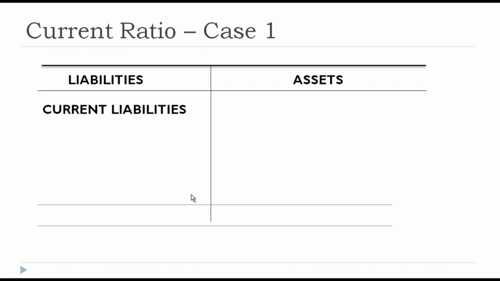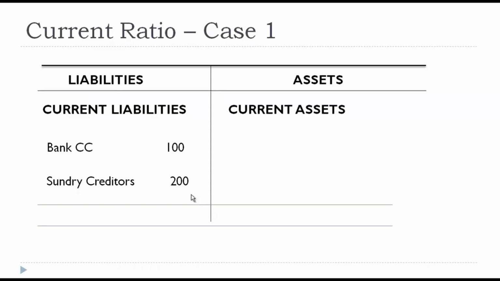Now we'll understand this with some numbers. So we'll have liabilities and assets. First, the current liabilities. The first current liability is bank CC, which can be called cash credit or overdraft, and it is say 100. The second one is sundry creditors, and it is 200. So there are only two current liabilities in our case: bank CC 100 and sundry creditors 200.